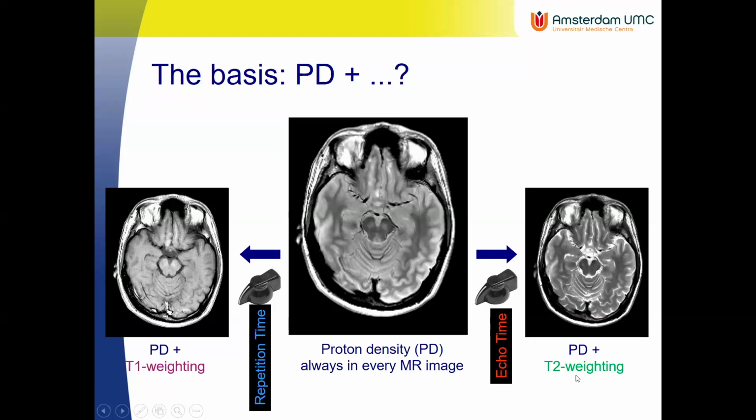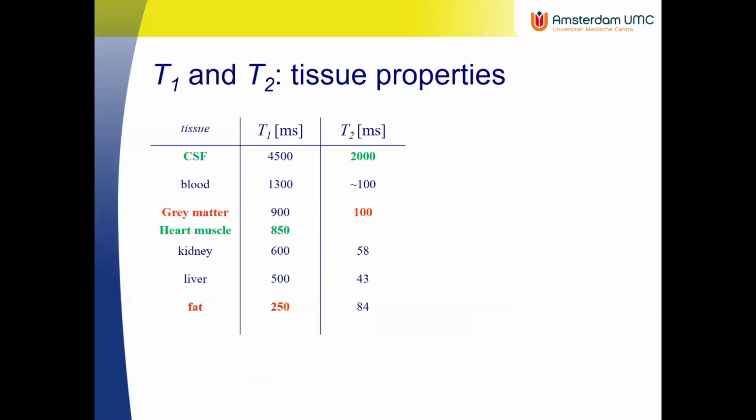There's another knob on the other side here, and that's called echo time. So it's a different knob, and again I can mix with that knob in the T2 weighted contrast. So far, pretty simple, I'd say.